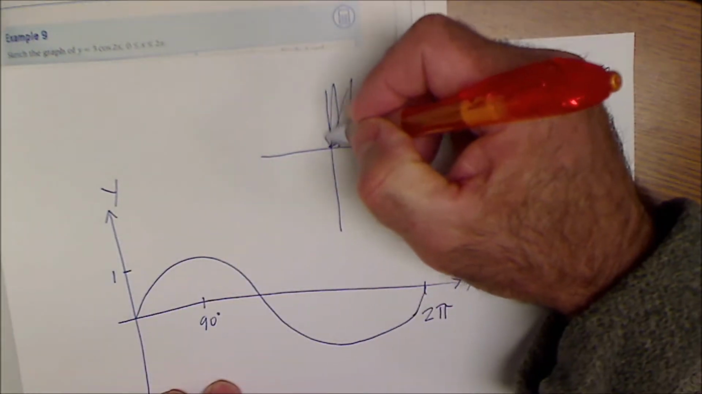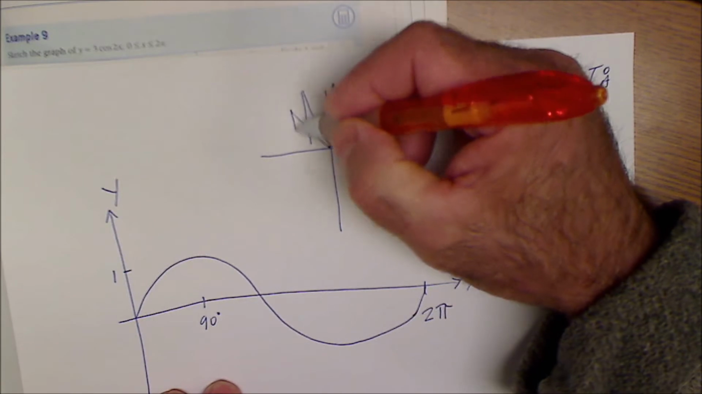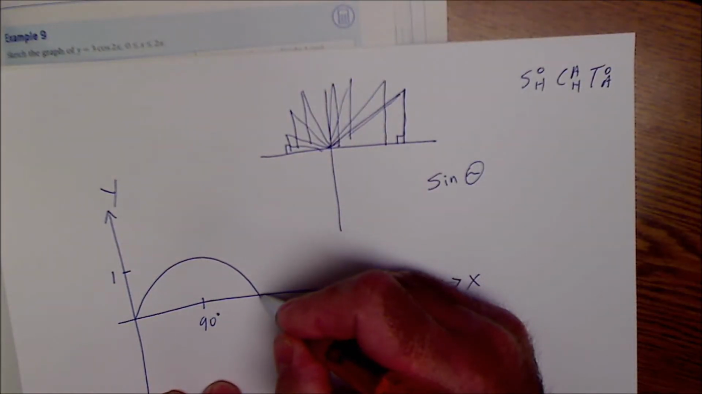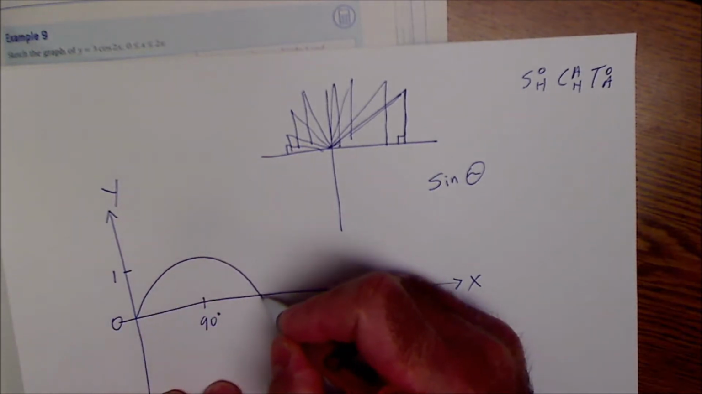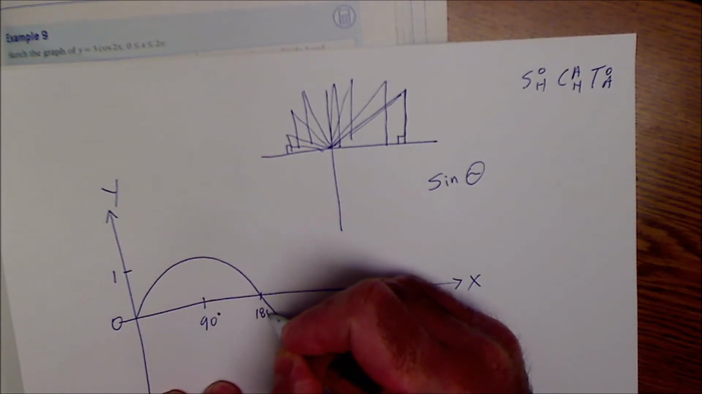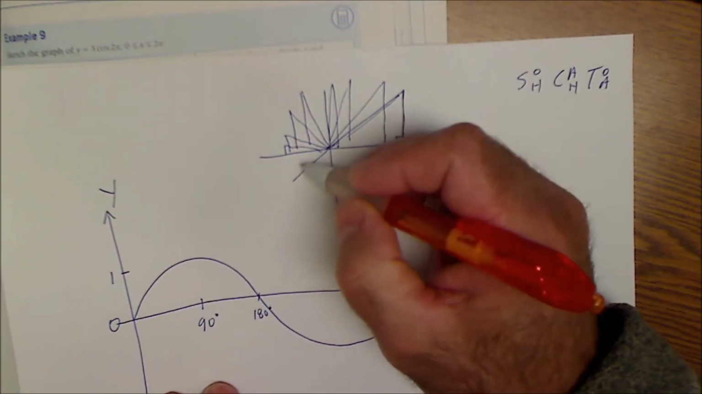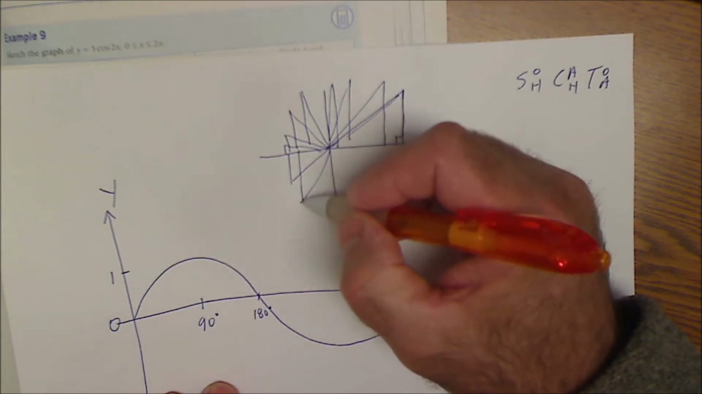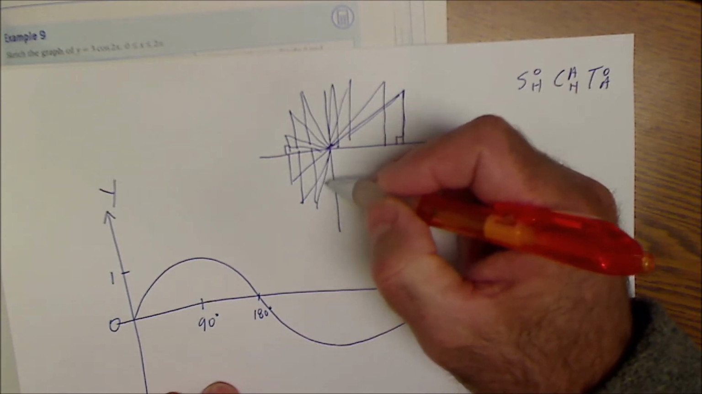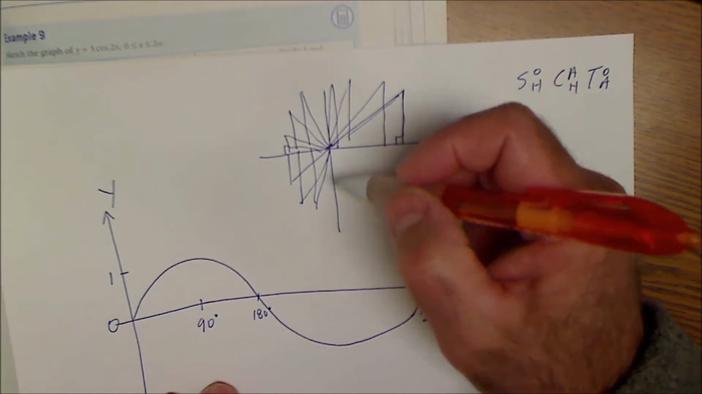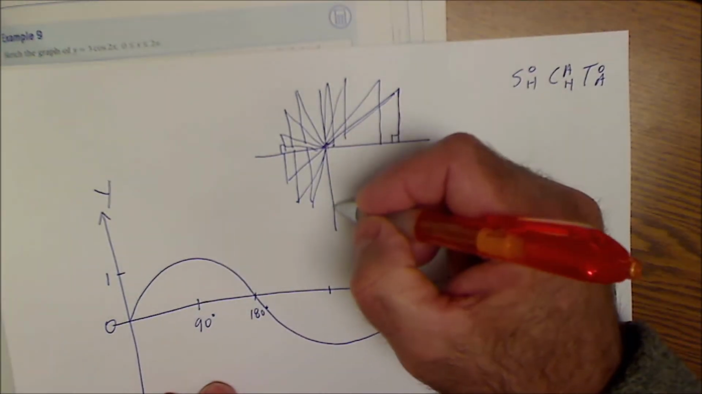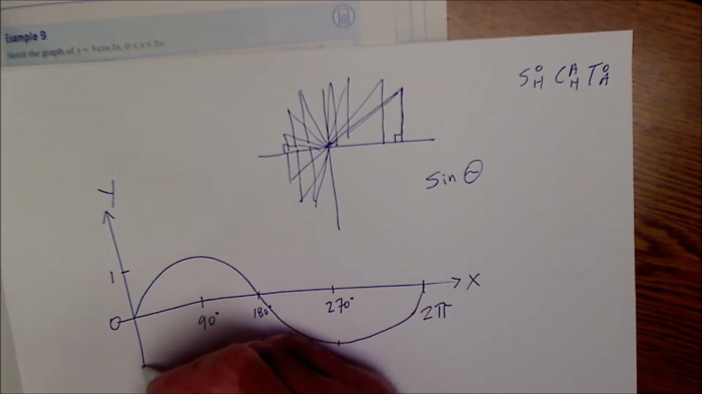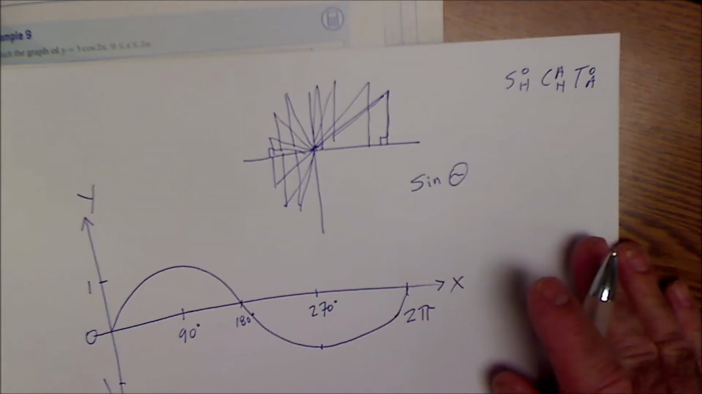But then after that, as I rotate around over here, my opposite is getting shorter and shorter until I'm back down at 0 on the y-axis at 180 degrees. And then down here, I can see my opposite is negative because it's going down, and it's getting longer and longer in relation to the hypotenuse until right here at 270 degrees, the corresponding y value, the ratio of sides, is -1.